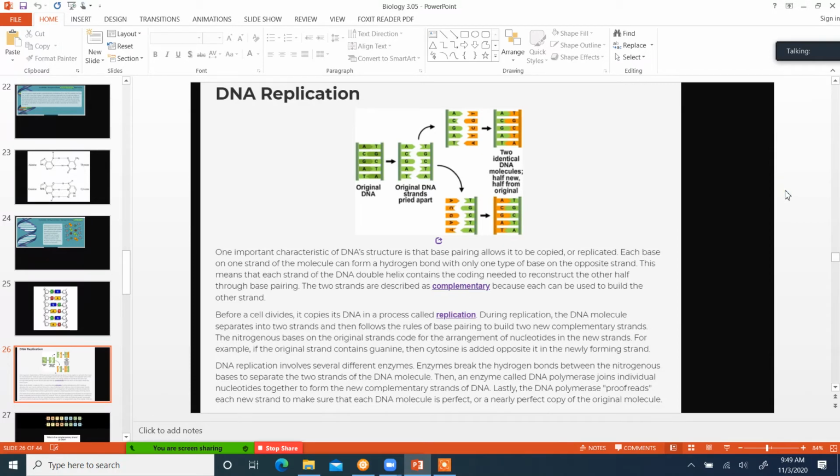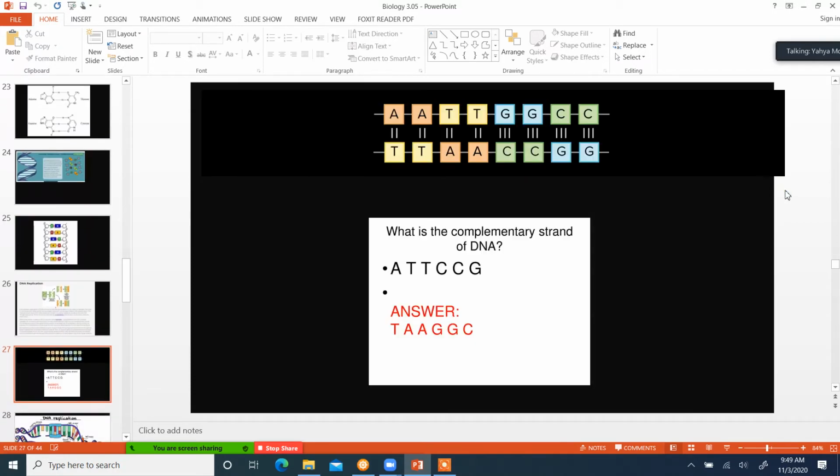So let's look at, I think I put some more pictures. So notice over here, you have A, A, T, T, G, G, C, C. So based on this, we know that T goes with A, A goes with T, and so on. So for example, if I have this question here, what is the complementary strand of DNA, in the black? Freya, how would you figure out that answer?